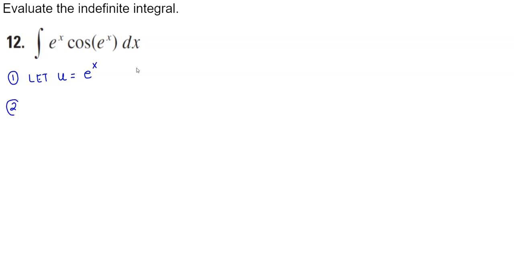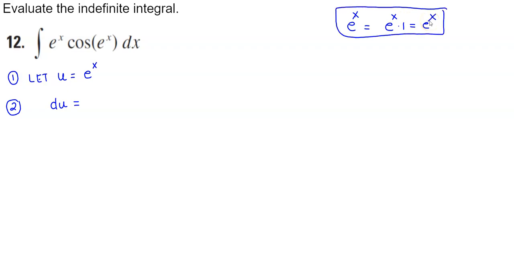Step 2, we're going to take the derivative of both sides. The derivative of the left side is going to be du. The derivative of the right side, the derivative of e to the x, is going to be e to the x. Now remember that technically when you take the derivative of e to the x, it's the chain rule, meaning that you take e to the x and then multiply it by the derivative of x, which is 1, which then gives us e to the x. So remember, that's kind of what you do when you're taking a derivative of that.